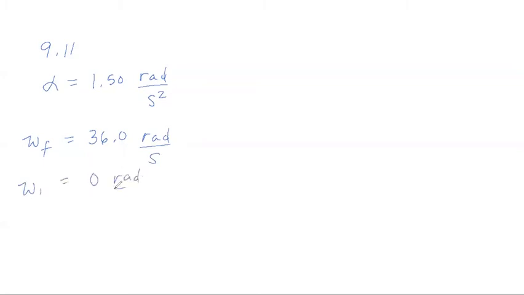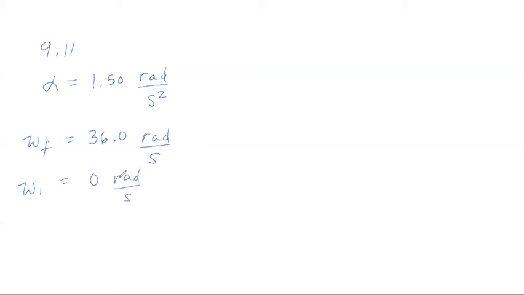9.11 reads, the rotating blade of a blender turns with constant angular acceleration of 1.50 radians per second squared. So alpha is going to equal 1.50 radians per second squared. How much time does it take to reach an angular velocity of 36 radians per second? So omega final is going to be 36.0 radians per second, and omega initial equals 0 radians per second.